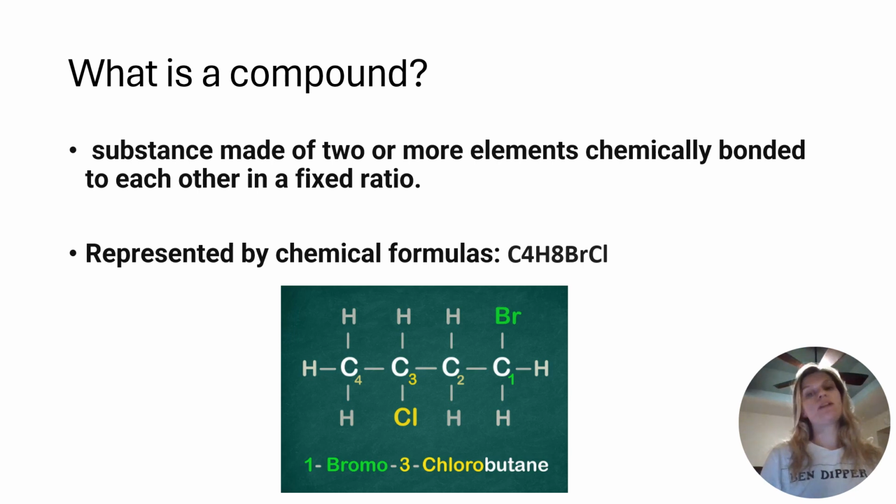So what is a compound? It is a substance made up of two or more elements chemically bonded to each other in a fixed ratio. This is represented by a chemical formula. So you can see here C4H8BrCl. What that means is that's how many carbons we have. We have 4 carbons, we have 8 hydrogens, we have 1 bromo and 1 chlorine, okay? And it is a butane because there's 4 carbons on it.